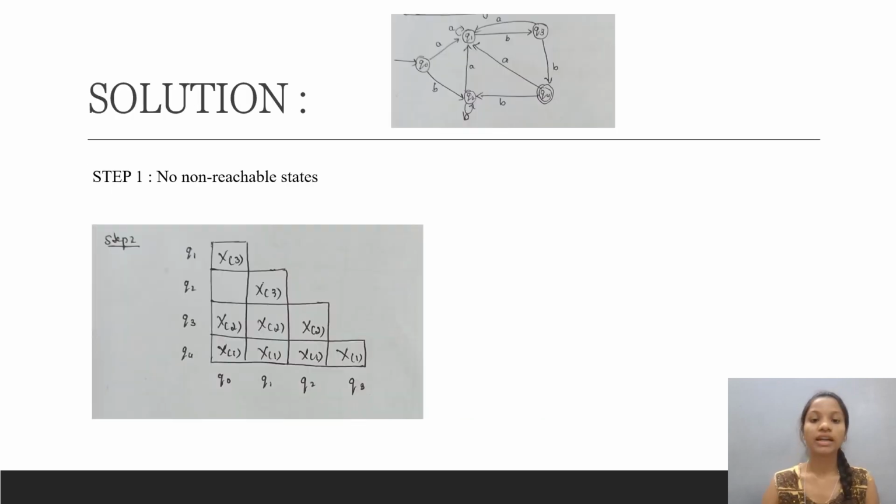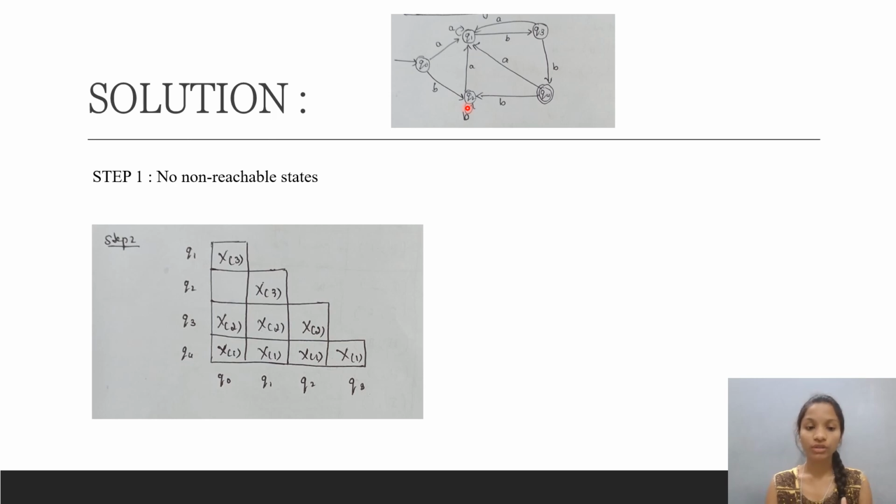Let us move forward. Step 1: we have to see which is the non-reachable state. In the given question, we have to check if any state is non-reachable. To check, let us start from Q0. Q0 reaches Q1, and it also reaches Q3 through Q1. It reaches Q2, and it reaches Q4 by passing through Q1, Q3 and Q4. Hence none of the states are non-reachable, so we will not delete any states in step 1.